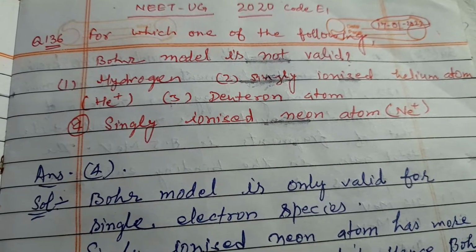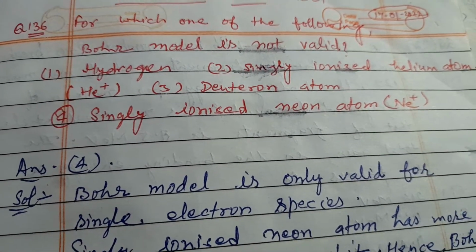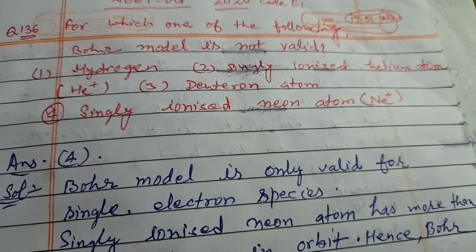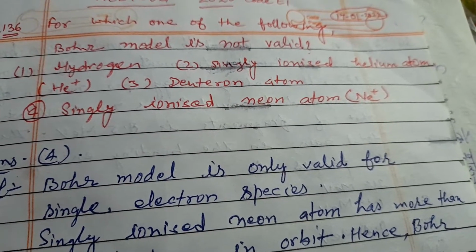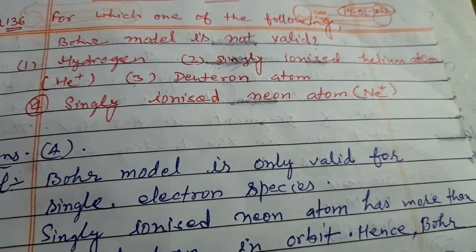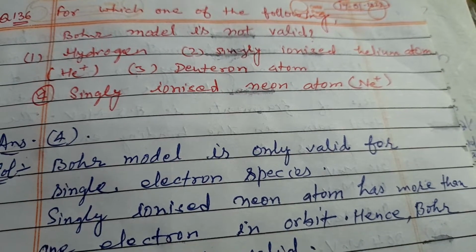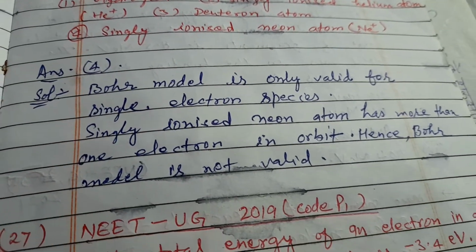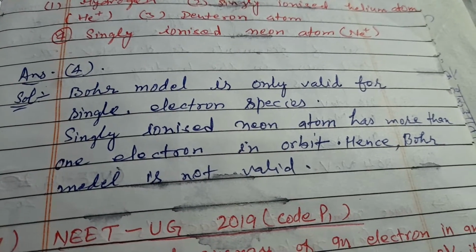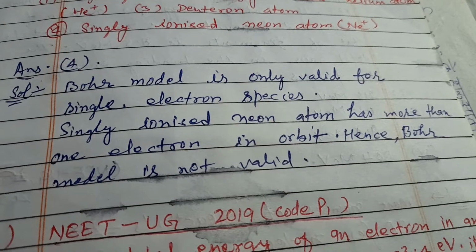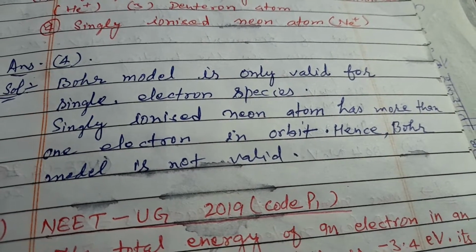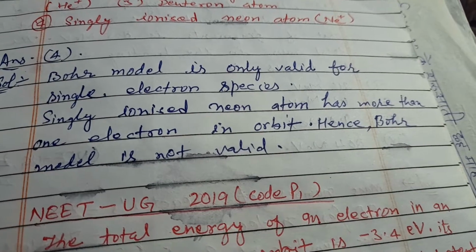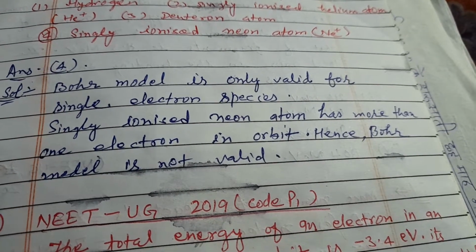In NEET-UG 2020 code E1, there was a question: for which of the following is the Bohr model not valid? First option was hydrogen, second is singly ionized helium atom, third deuteron atom, fourth singly ionized neon atom. The answer is the fourth option. Explanation is such that Bohr model is only valid for single-electron species. Singly ionized neon atom has more than one electron in orbit. Hence, Bohr model is not valid for ionized neon atom.